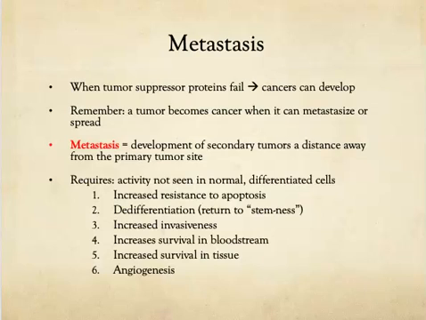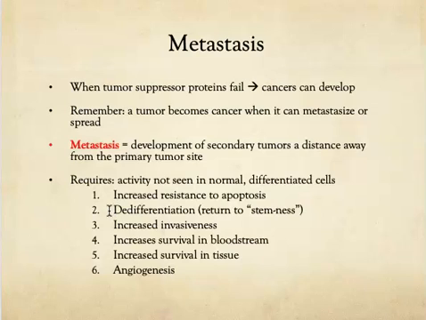Now, the traits that are required for an abnormally dividing cell to become a cancer cell able to metastasize are the traits I have listed here. These cells have to develop a resistance to apoptosis. If a tumor suppressor triggers the apoptosis pathway, these cells have to be able to resist the actions of the apoptosis pathway.